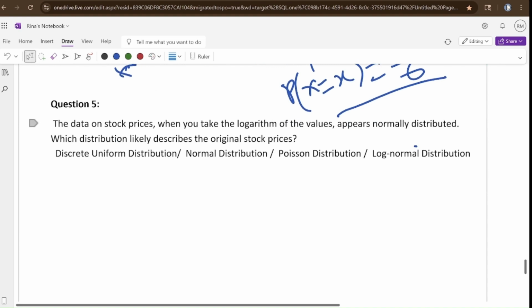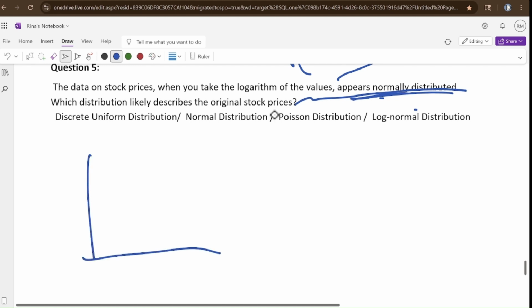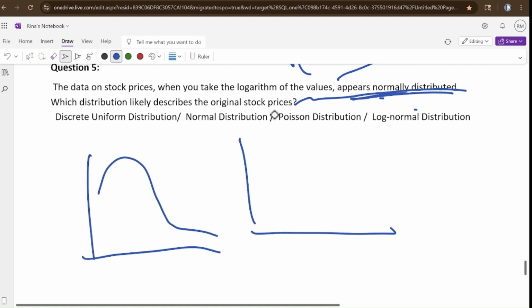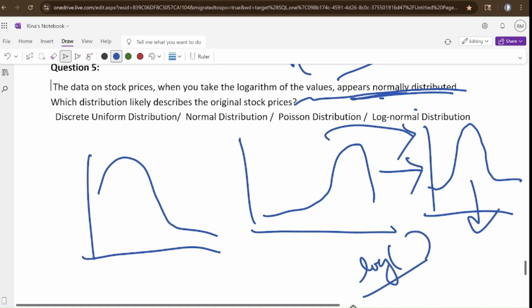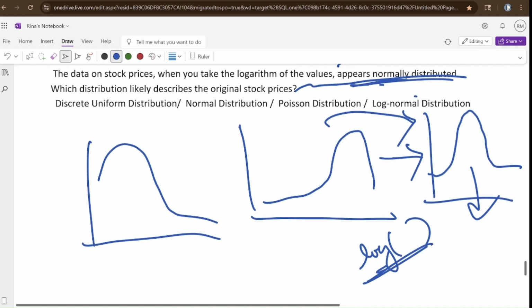Next one, the data on stock prices. Fine. When you take the logarithm of the values, it appears normally distributed. This is simply log normal. See, when our data is skewed like this, or let's say like this, left skewed or right skewed, then what do we do? We try to make them look like normal. Then only our algorithm will work the best. So this is done by using the logarithm of every value. Okay, this is one procedure. There are many procedures, but one of them is to take the logarithm of this one, right?